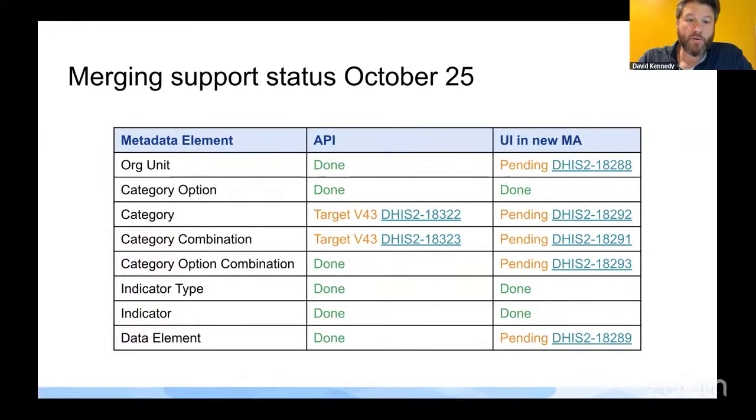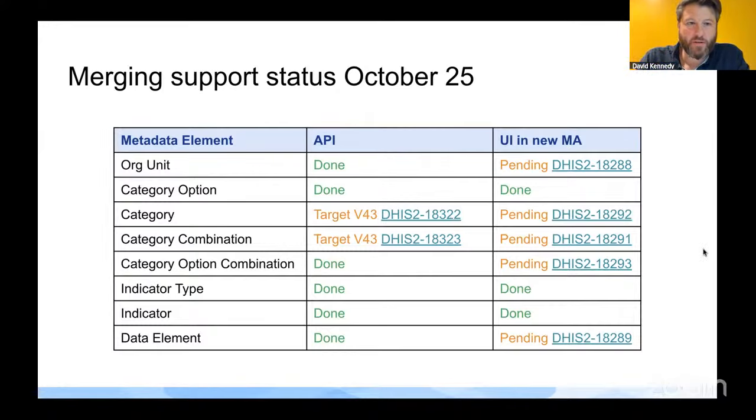For the backend components that are outstanding, the category and category combinations, we are targeting having them in the next release of version 43, coming up in May 2026, so that will be done. And in the new maintenance app, the merging will be added as a continuous process as we get to it. Again, we're hoping to have that completed by 2026, but the timing's not tied to the core releases, except in the case of category and category combination.